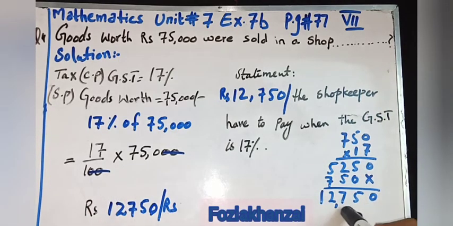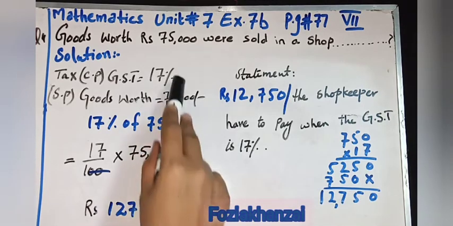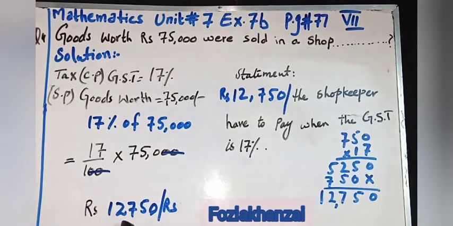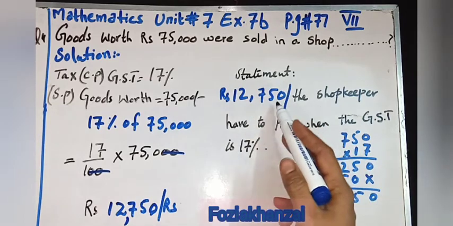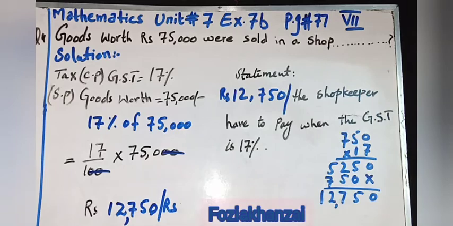After multiplying, 12,750 rupees is left. This amount would be the sales tax, GST tax of 17%. It means we converted 17% into an amount. So the amount is 12,750 rupees that the shopkeeper has to pay to the government. So the statement: 12,750 rupees is what the shopkeeper has to pay when the GST is 17%.